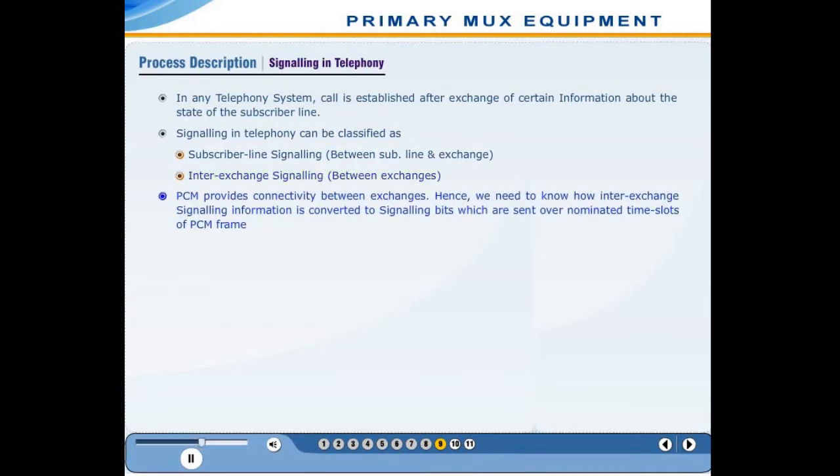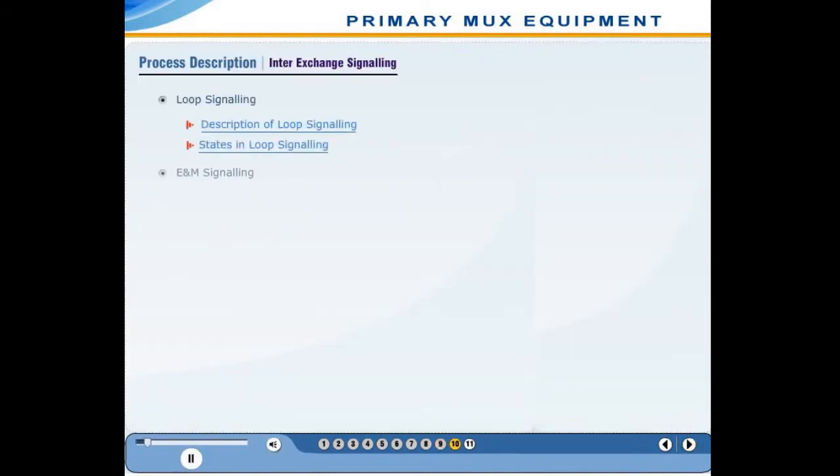Pulse code modulation provides connectivity between exchanges. Hence, we need to know how inter-exchange signaling information is converted to signaling bits which are sent over nominated time slots in PCM frame. Inter-exchange signaling process.